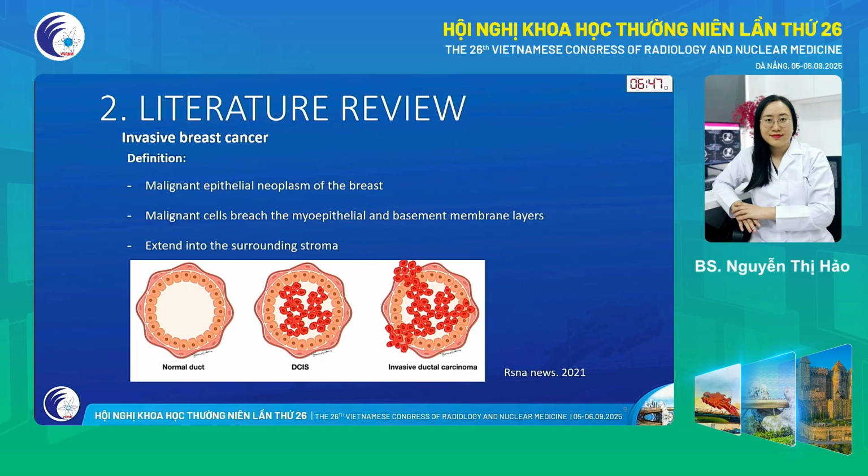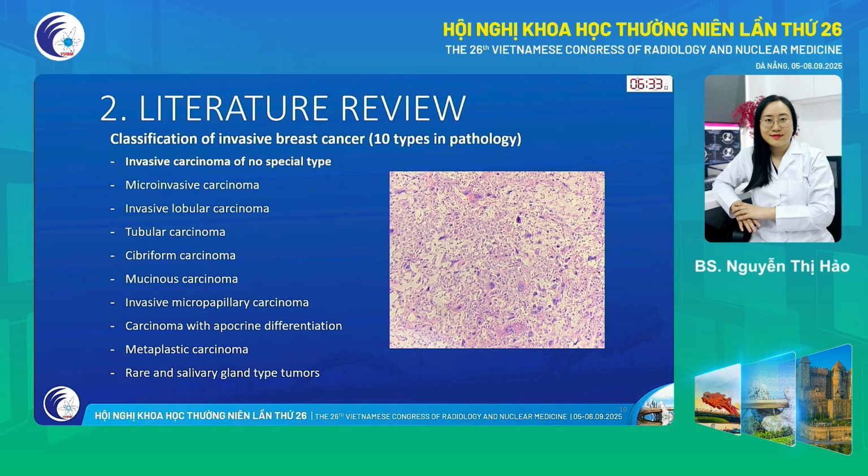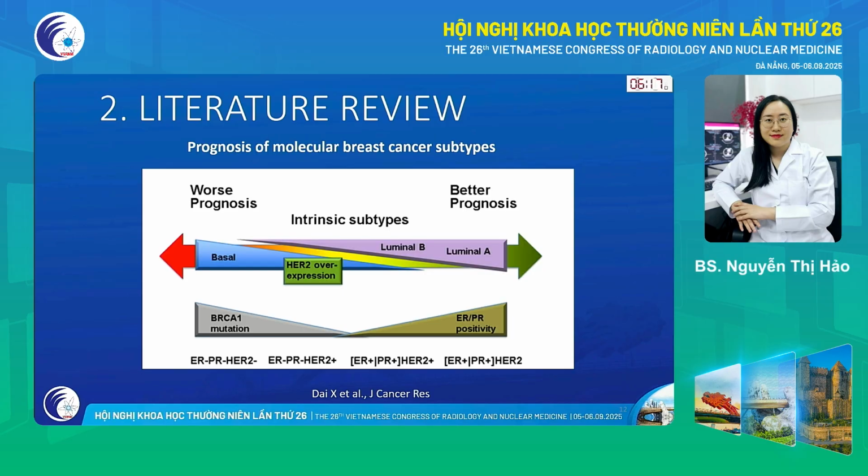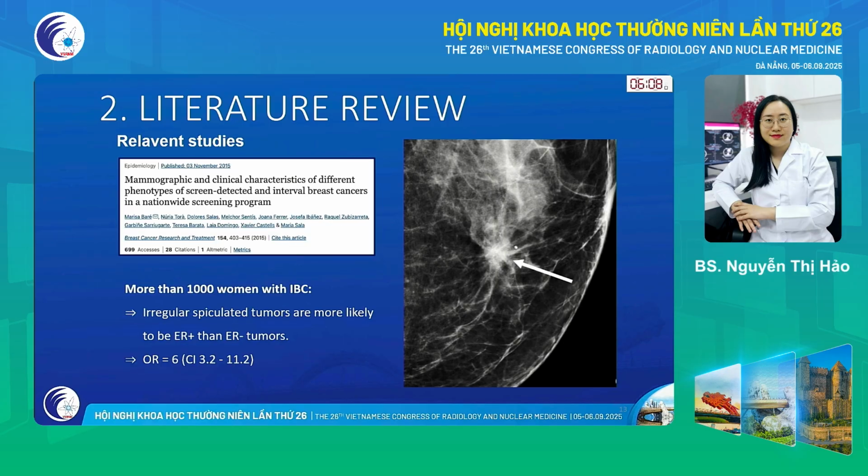About the literature review, invasive breast cancer is defined as a malignant epithelial neoplasm of the breast. Malignant cells break through the myoepithelial and basement membrane layers and turn into the surrounding stroma. There are 10 types of invasive breast cancer, and the no special type is the most common one. About the molecular breast cancer subtypes, there are 4 main subtypes, depending on the expression of estrogen receptor, progesterone receptor, HER2, and Ki67. These subtypes have different prognosis. Luminal A has the best prognosis and triple-negative has a worse prognosis.